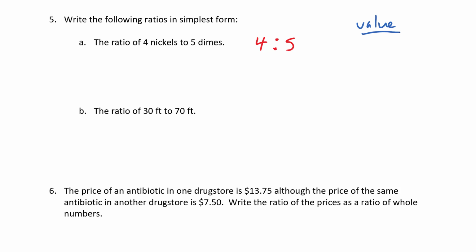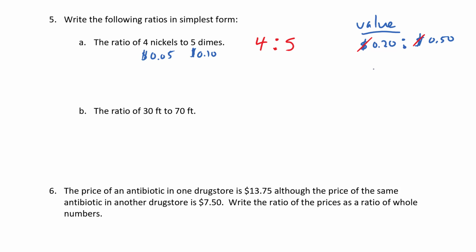4 nickels, a nickel is worth 5 cents, and a dime is 10 cents. For those of you who are not familiar with those terms, perhaps outside North America, you have different terms to represent these coins. If I have 4 nickels, that's 20 cents, compared to 5 dimes, which is 50 cents. Again, we have the same units. It's both in terms of money. We got rid of our units.